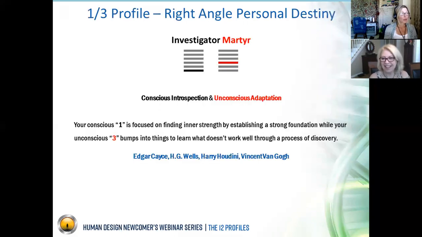Okay, thanks. So now we're going to go through the 12 different profiles in a little bit more detail. We have the 1-3 profile, and the 1-3 is a right angle personal destiny. And wow, I wish we had time to go into the angles. There are quite a bit more right angles than left angles, and there's one juxtaposition, the 4-1. And for the purpose of today, we're just going to talk about right angles being a more personal destiny. Okay. The 1-3 is the investigator martyr, and that is conscious introspection and unconscious adaptation.